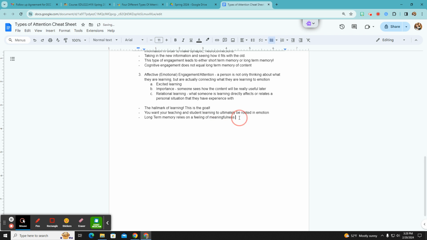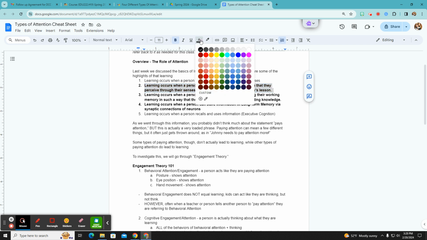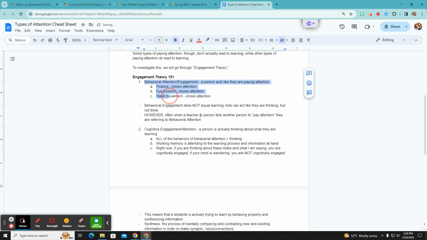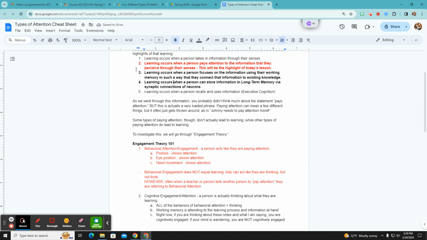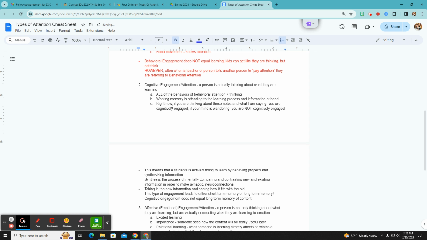Oh, wow, typo. We go back up to this list. So learning occurs when a person pays attention to the information they perceive. Okay? So this is behavioral attention. If I were to color code it, I'll make this red. Behavioral attention is, hey, they're paying attention. Step 3 is that they're using their working memory to connect that information. So that's what we would call cognitive attention. Boom. This is literally 1-to-1, y'all.